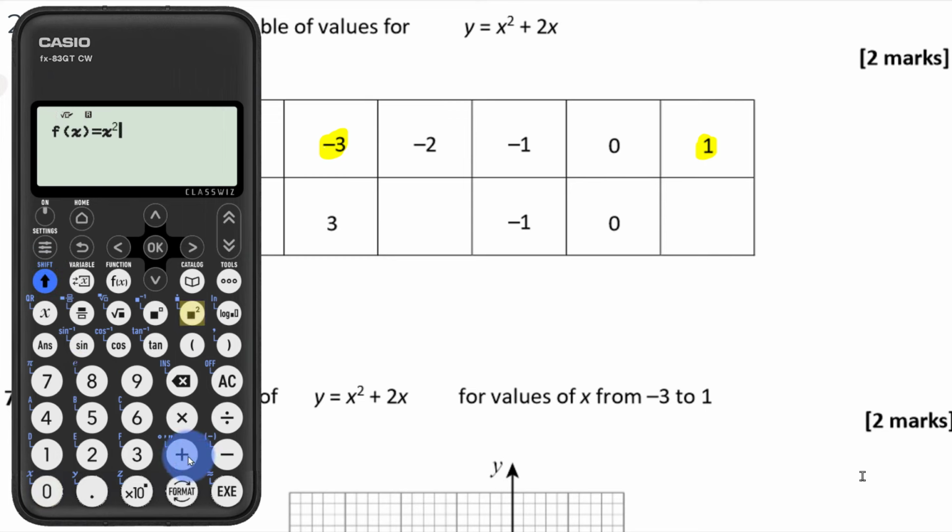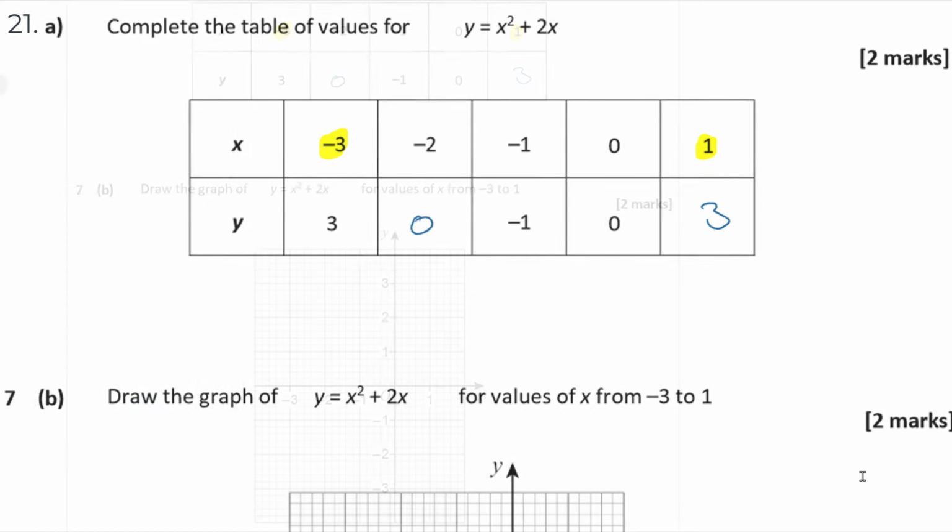Okay? So now when I execute, you'll see that the second column is then filled up and it's going to give me the numbers that I need. So I'm going to get 3, 0. So I'll put that one in there. Then -1, which matches, 0, which matches, and then I'm going to get another 3 on the end, aren't I? Okay? So that's my complete table.